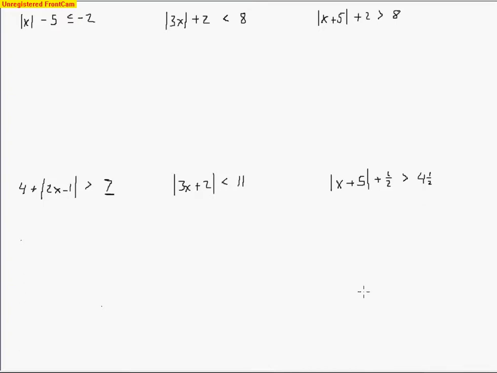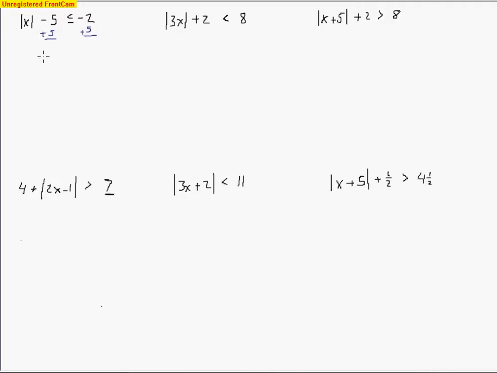Today we will be solving inequalities containing absolute values. So let's take a look at our first problem here. Here we have the absolute value of x minus 5 is less than or equal to negative 2. So what we're going to do is isolate the absolute value, the same thing we did with absolute value equations.